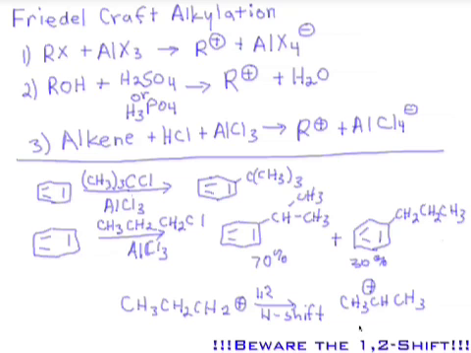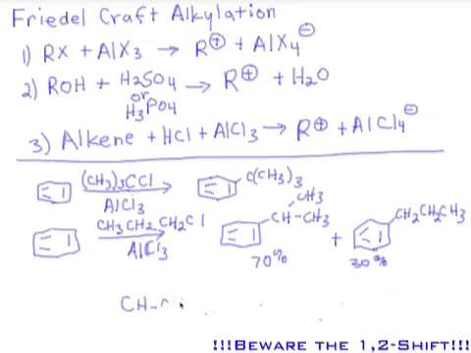Okay, let's look at another example where the shift is so strong that you don't get any of the unshifted product. The reason we see some unshifted product is the shift goes from primary to secondary. And secondary is more stable. But if you shift from primary to tertiary, tertiary is so much more stable than primary. That shift happens so fast, you don't see any of the primary product.